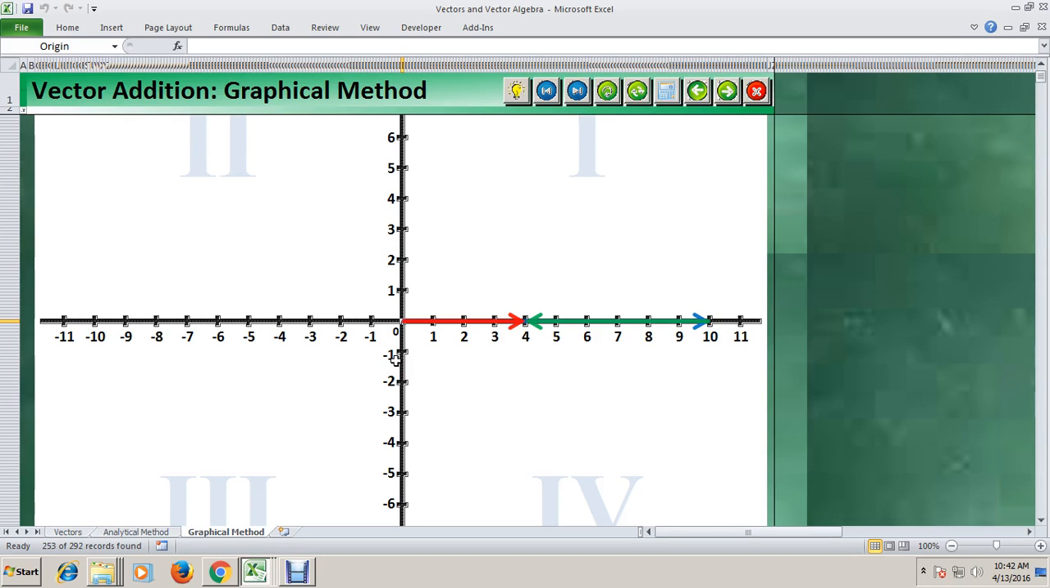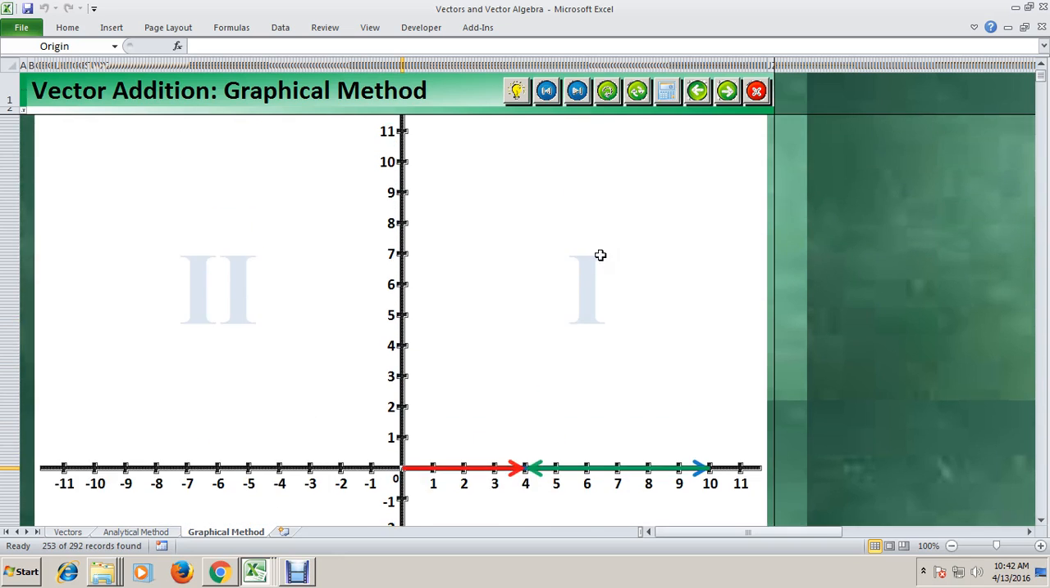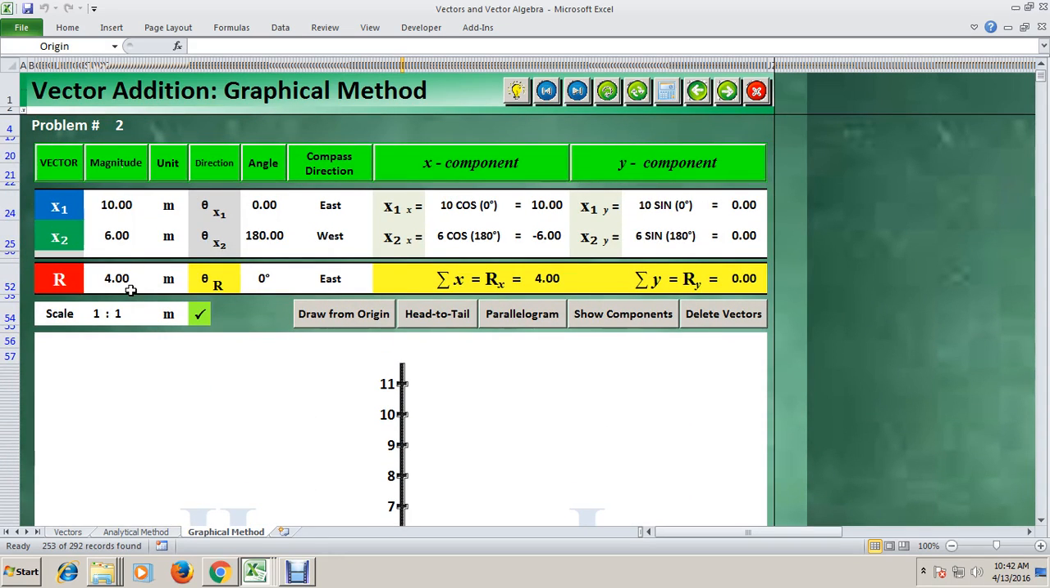Now the resultant vector is determined by drawing the vector from the tail of the first vector ending up to the tip of the second vector, or the last vector. Now the length of the vector is again 4 units for the resultant vector. 4 units, 4 meters.